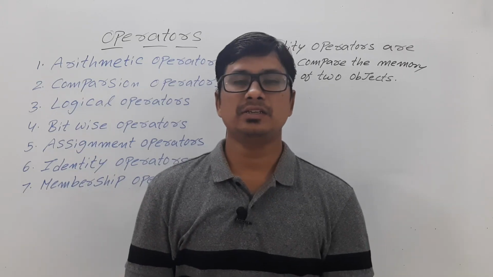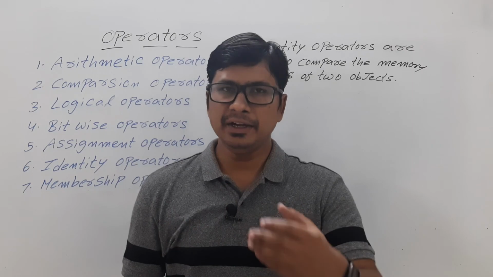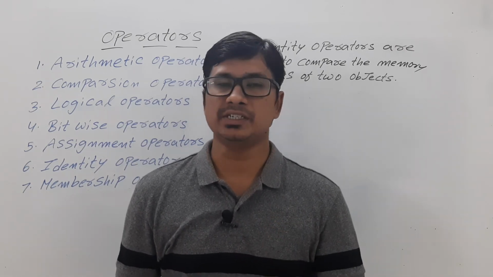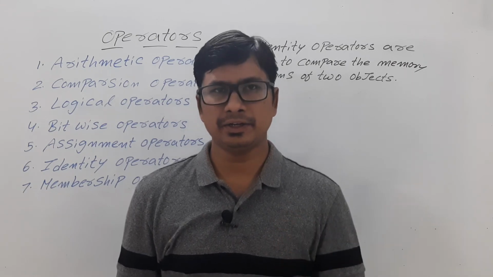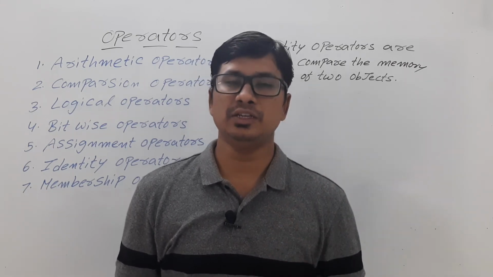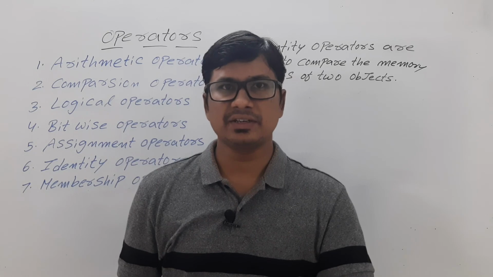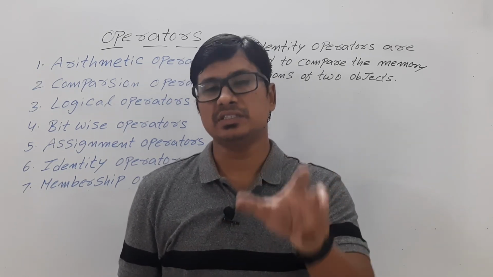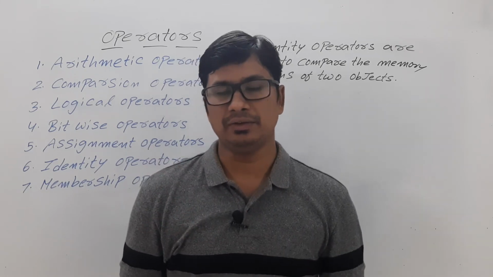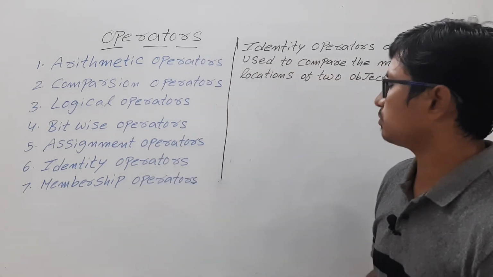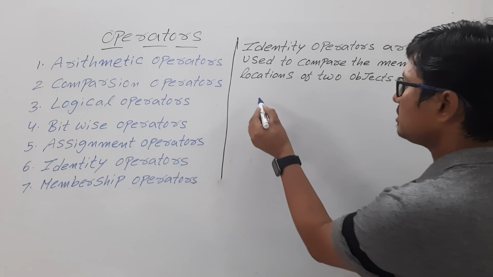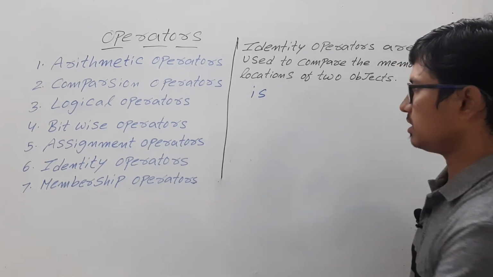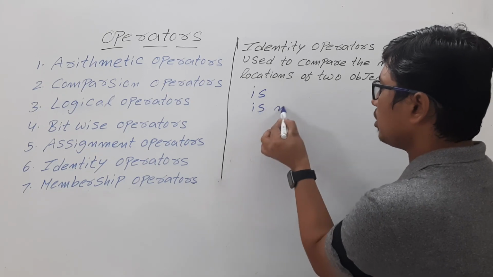Now let me discuss identity operators. Identity operators are used to compare the memory location of two objects. We have two identity operators, such as is and is not. If I am using is, and the object 1 memory location and object 2 memory location are the same, then it will return the true value. Now let me discuss this one in detail for you. As I said earlier, we have two identity operators, is and is not.